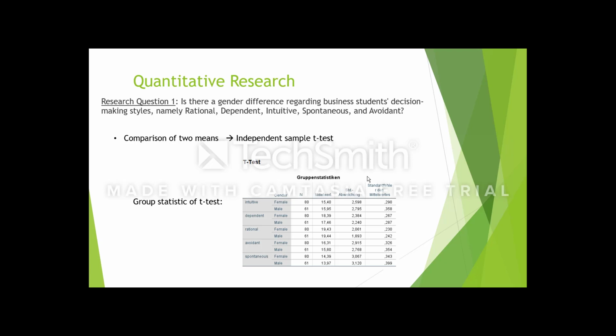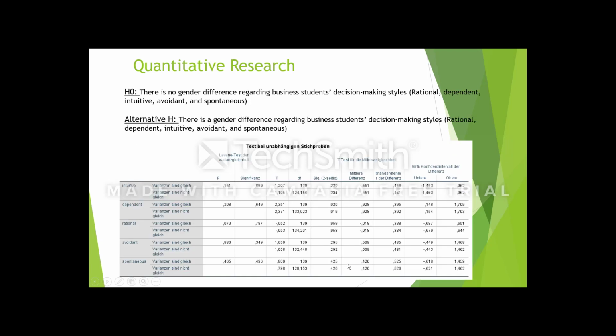independent sample t-test. We have a group statistic and can see that 80 females participated and 61 males participated. Also, you can see that the standard deviation is quite similar, which is important for our results. We set up a null hypothesis, which is that there's no gender difference regarding business decision-making styles, and the alternative hypothesis is that there is a gender difference regarding business student style.